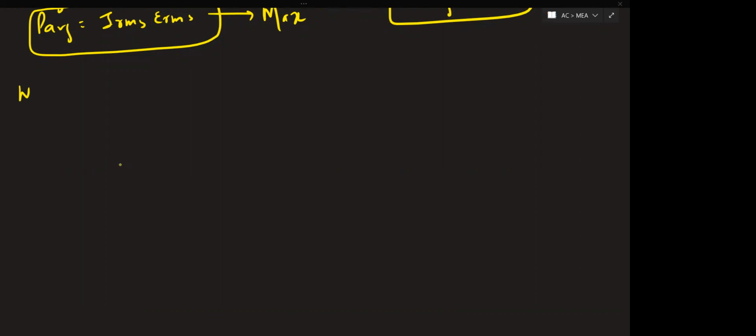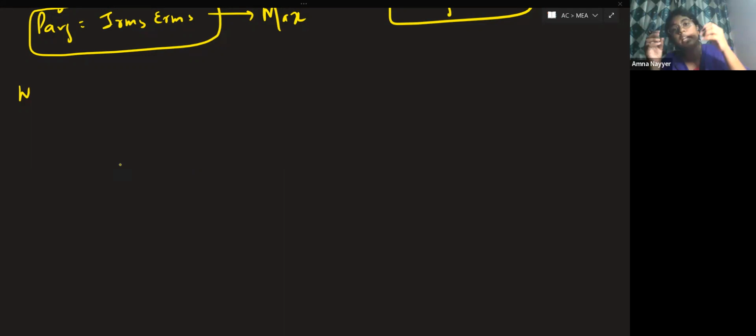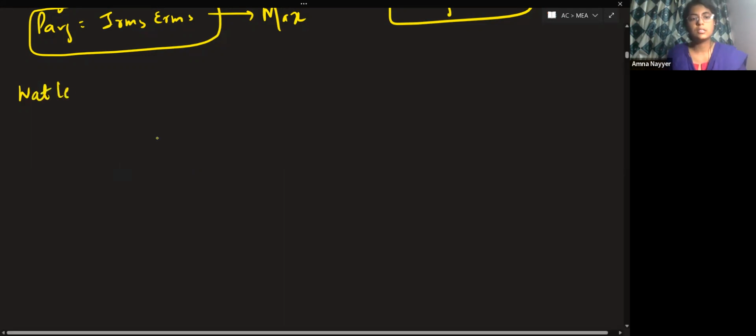Wattless current means what? When the current in an AC circuit is wattless, the average power consumed in the circuit comes out to be 0, like in the case of a purely capacitive or a purely inductive circuit. The type of AC, alternating current, that you obtain is known as wattless current.